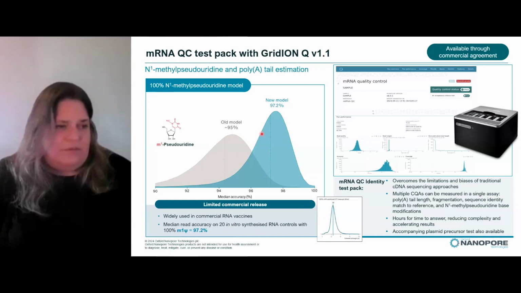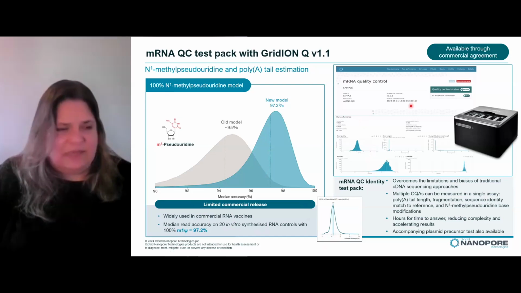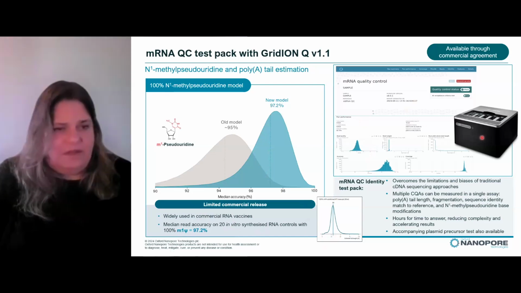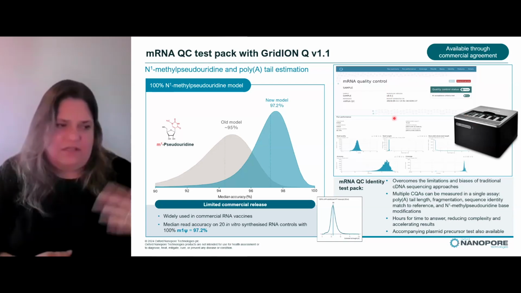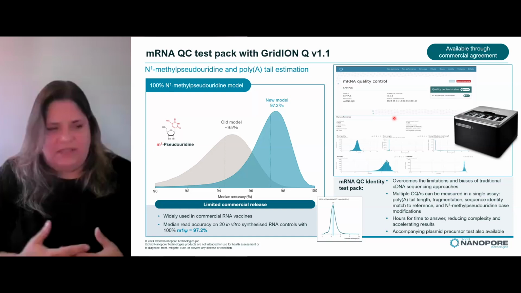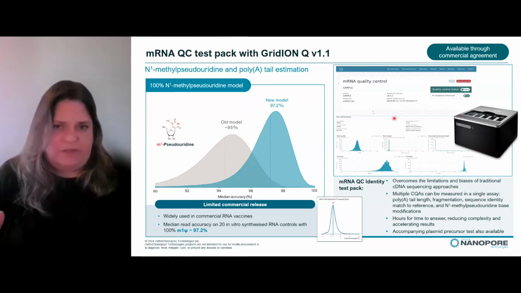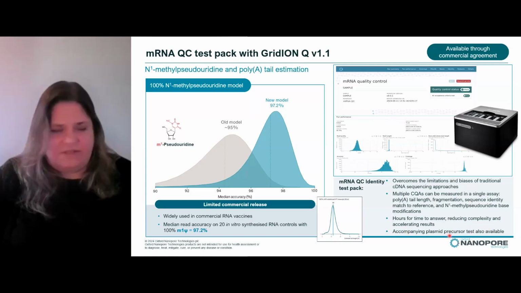This is all something that we've been putting together with mRNA tail length estimation for mRNA quality control as a test pack that comes with our regulated Q-line grid version 1.1, and it helps to run your sample and see if it passes QC or not. So you can look at identity, you can look at poly tail length, and all sorts of other critical quality attributes all on one run, on one platform. And there's also an accompanying plasmid precursor test that's available as well.